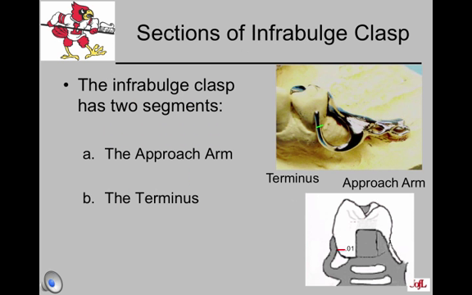The infrabulge clasp arm consists of two segments. The approach arm, which is a minor connector that originates from the framework and travels horizontal to the mucosal surface and turns vertically upward at the middle of the tooth. It crosses the free marginal gingiva at a 90-degree angle. The terminus arises from the vertical portion of the approach arm and engages a measured undercut of 0.01 on the surface of the abutment. It extends a minimum of 2 to 3 millimeters upward from that 0.01 undercut, so it touches the tooth as a pad and not just a point retention.